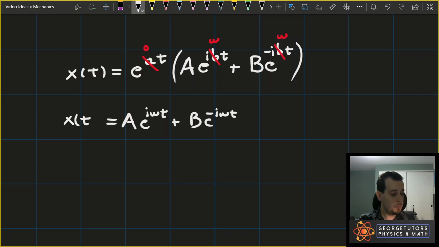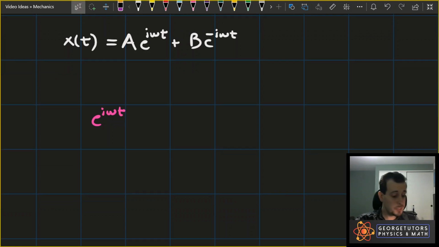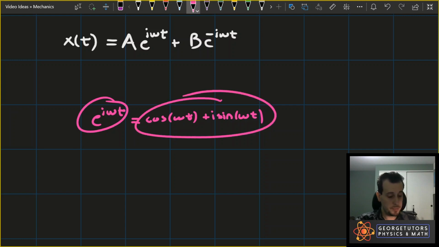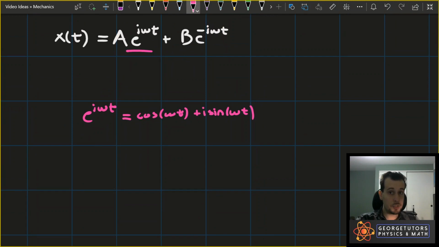Now, the next thing we must notice is that exponentials of this form, this is a complex number expression, and it's a synonym of writing cosine omega t plus i sine omega t, if you're familiar again with complex numbers. So if we want to express this in terms of cosines and sines, this is how we would open it up. Now, what about this guy?